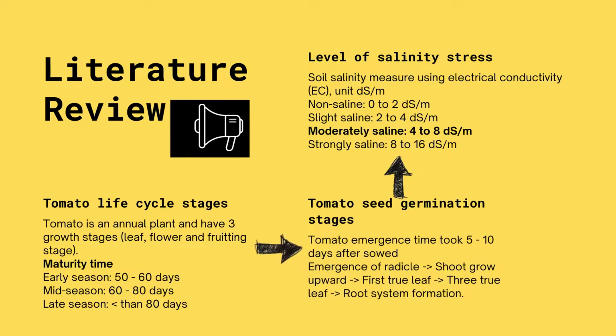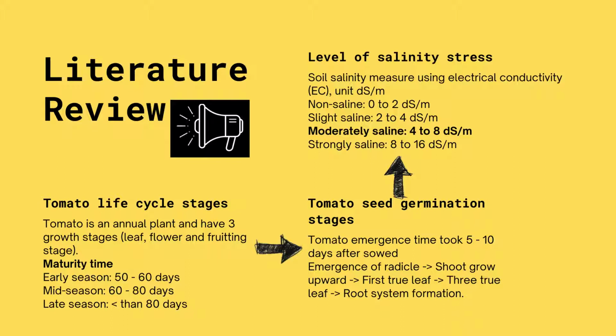For the literature review, I've reviewed a few topics to be discussed in this project. First is tomato life cycle stages. Tomato is an annual plant, where it takes 1 year or 1 growing season to complete its life cycle. It has 3 growth stages, which are leaf, flower, and fruiting stage. The maturity time depends on the season itself. Early season takes about 50 to 60 days to mature. Mid-season takes about 60 to 80 days to mature, and late season takes more than 80 days to mature.